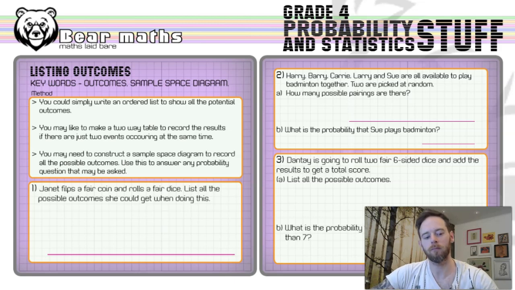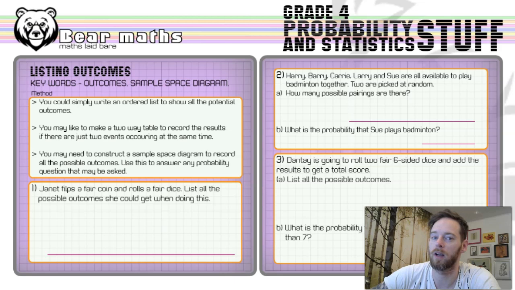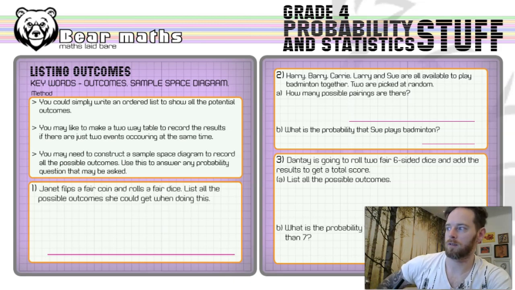And then the sample space diagram is a nice way of organizing that information into a table. You could just write an ordered list, is one of the things that we could do for the method here. You could create a little two-way table if there's just two events occurring at the same time. Or you may need to construct a bigger sample space diagram to record all the possible outcomes. You can use that then to answer any probability questions you might be asked afterwards.